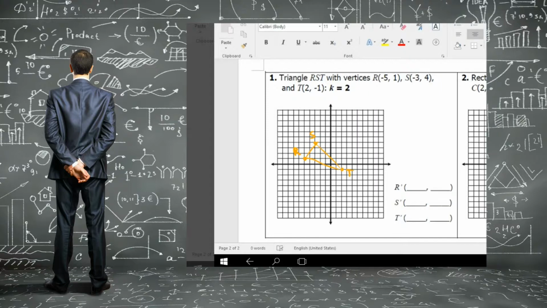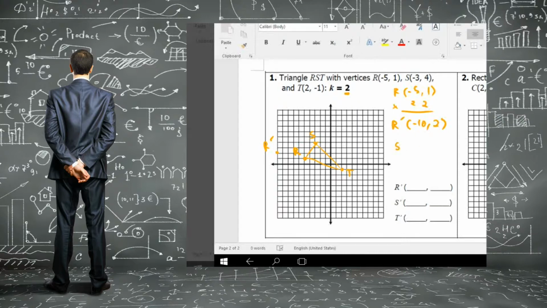And how are we going to find those points? Well, all you have to do is take the scale factor and multiply everything by that scale factor. So watch this. R is -5, 1. We're going to multiply by the scale factor, which is 2. And R prime is going to be -10, 2. So R prime is going to be over here. Bam. R prime.